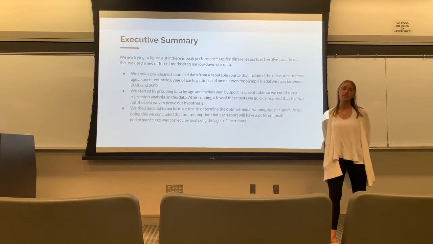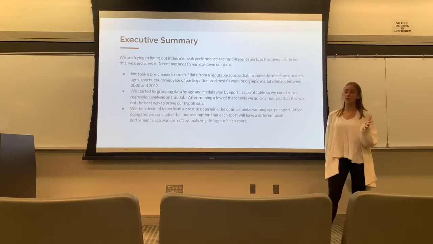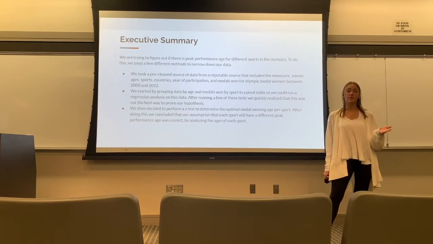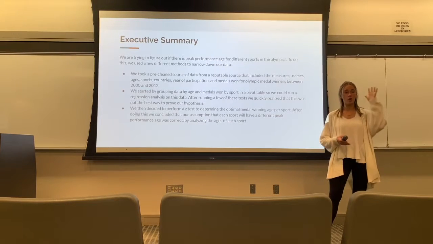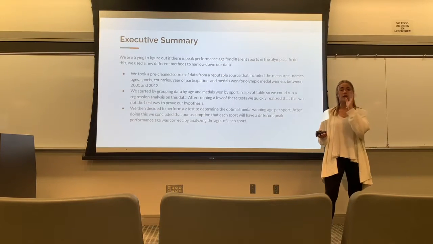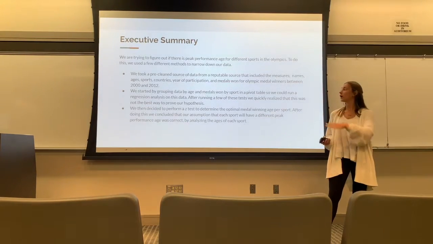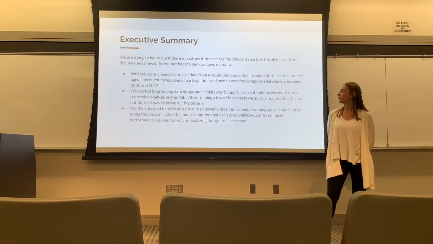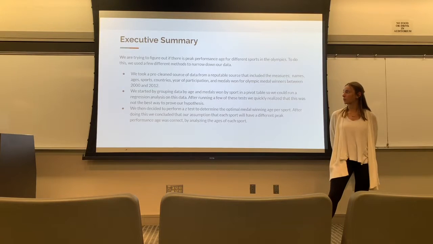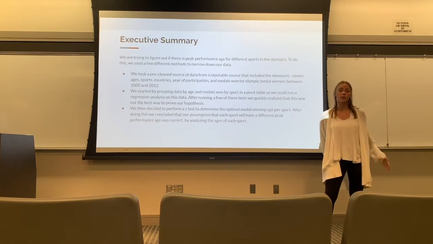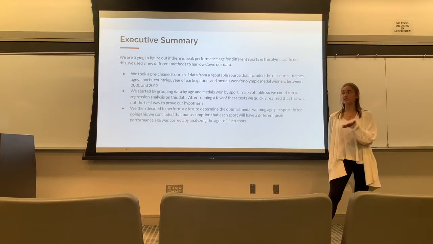What we're trying to accomplish here is to determine if there's a peak performance age for different sports in the Olympics. So the way we decided to do that was by comparing the average age of all the data we had collected between all different sports and comparing that data to that of the ages of medal winners per sport. So first we took a pre-clean source of data from a reputable source that included our measures, which were names, ages, sports, countries, years of participation, and medals won for different Olympic sports between 2000 and 2012.